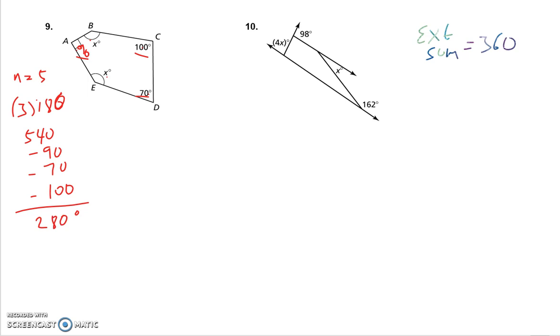Okay, so that 280 degrees is split between these two x's. They both have that single arc here, so that means they're congruent. So I'm going to divide this by 2. That's 140. So each of them is 140 degrees, equals x.